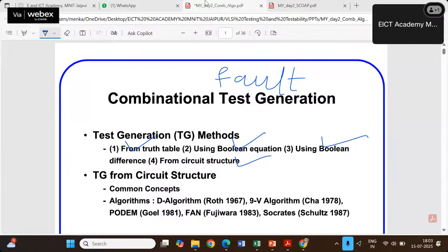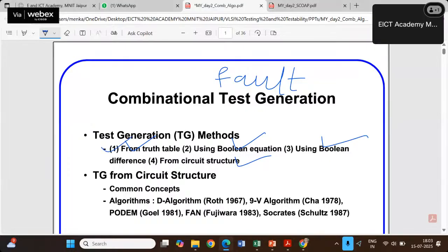So good evening, everyone. I'm Dr. Menka Yadav from MNIT Jaipur. We are going to start the next session now. In this session, we are going to discuss the combinational test generation methods. There are four methods. From truth table, we can generate from Boolean equations, from Boolean difference, and from circuit structure.